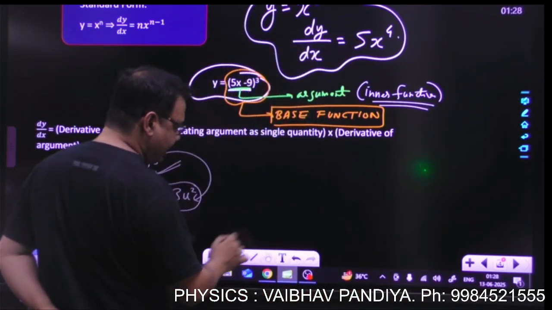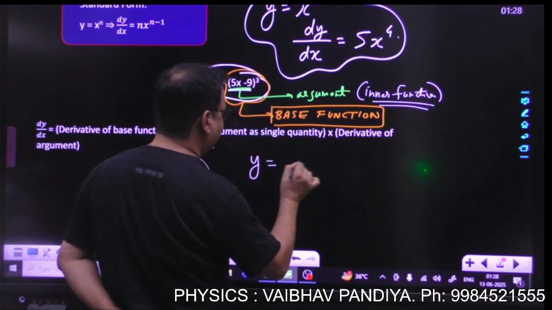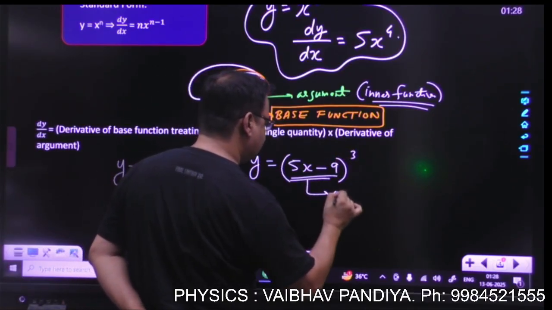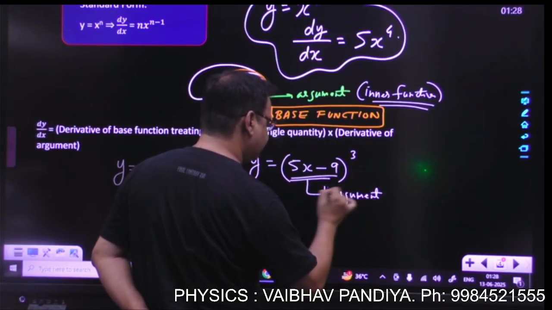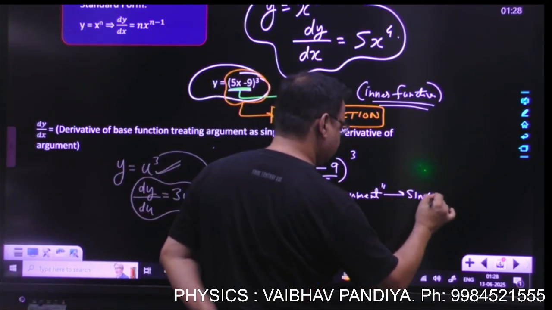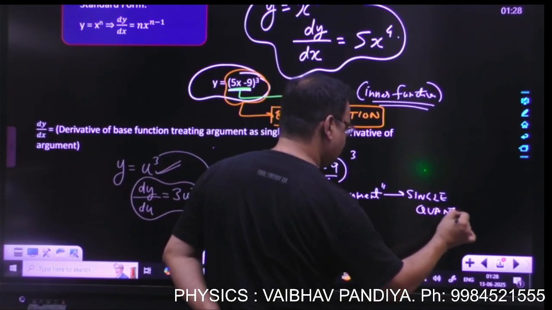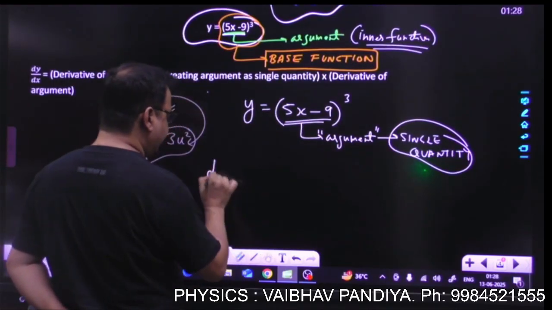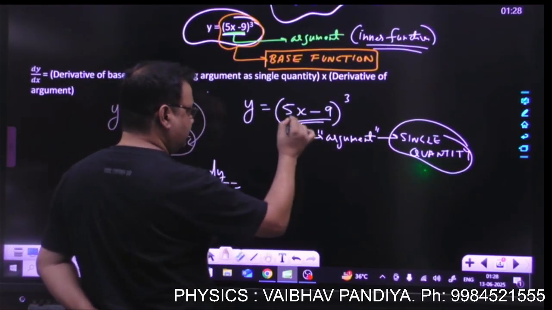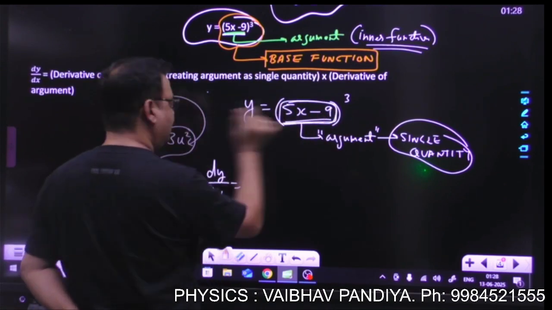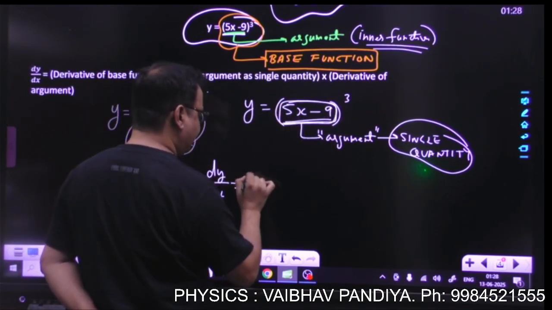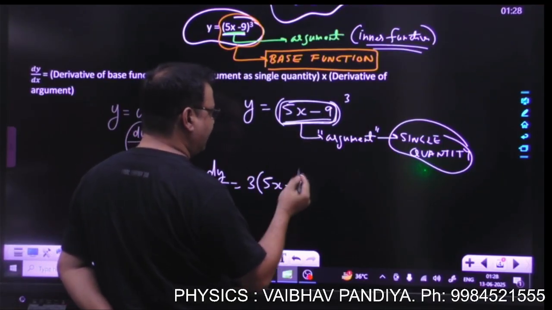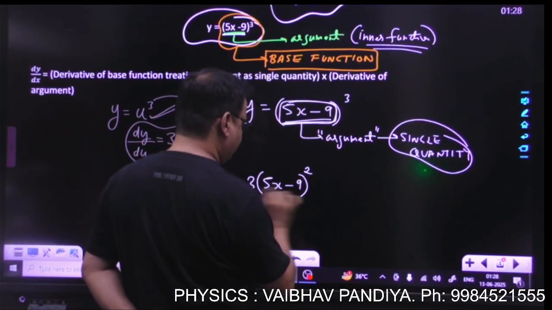So if I'm treating the argument as a single quantity, suppose I have y is equal to (5x minus 9) cubed, and this is the argument. So this is treated as a single quantity, and differentiate applying the standard formula. So we'll get dy by dx as what? If this is a single quantity like u and has a power 3, we'll have the formula n, that is 3, that quantity which is treated as a single quantity, 5x minus 9, and 3 minus 1, that is 2. This is the first step.